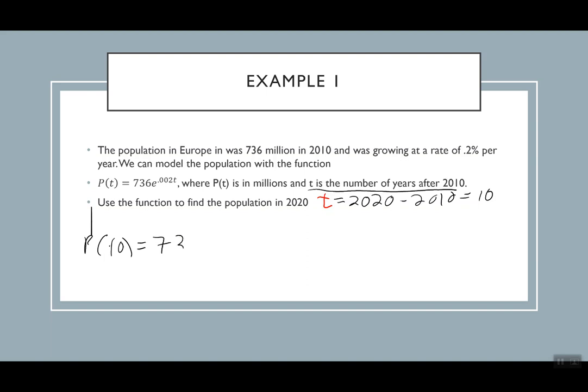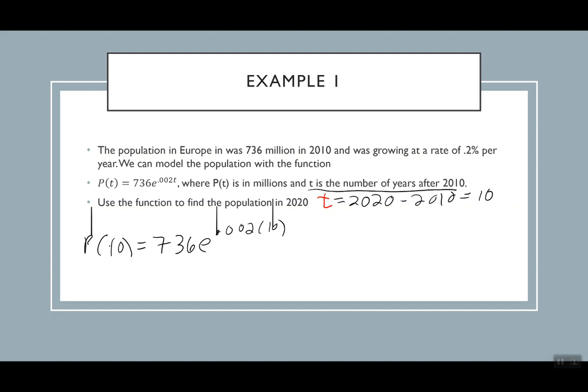This means you're going to grab your calculator and put in 736 times e to the 0.002 times 10. My pen does that weird thing, so sorry about that. I suggest you try that now, even if you need to pause the video, because I want to make sure you know how to use the calculator, and it's important that you take the time to see if you're getting the same answer that I'm going to get.